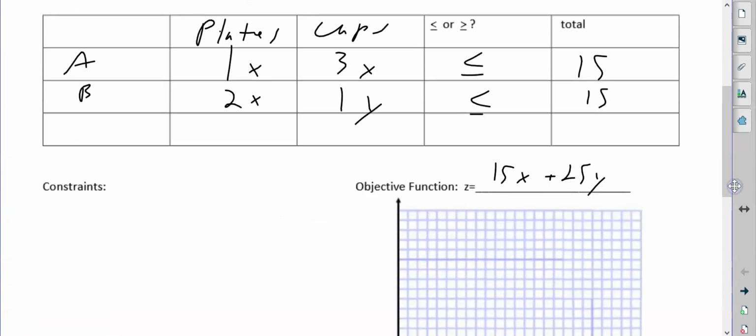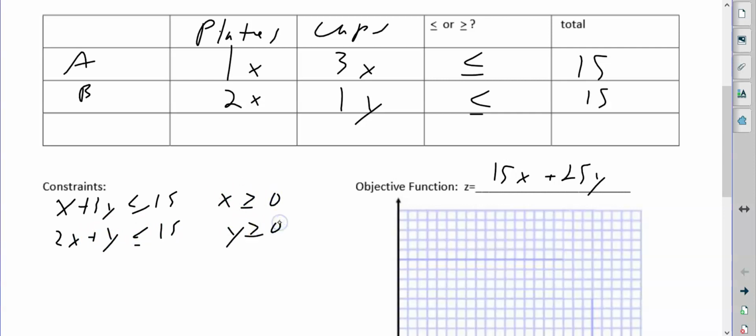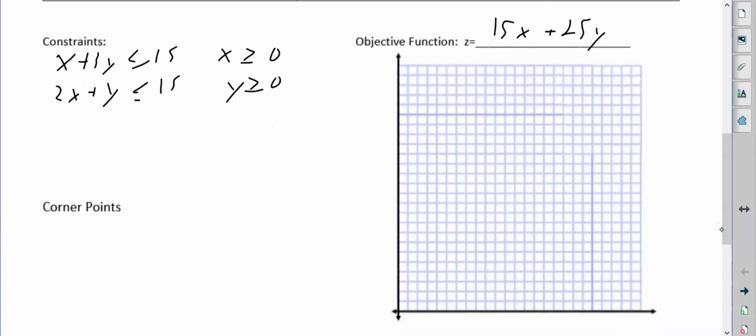So we have our constraints. 1x plus 3y less than or equal to 15. 2x plus y less than or equal to 15. And of course, these are standard, which we already have here, because we only have the first quadrant. So cover method, cover up the x, 15 divided by 3, y is 5. 1, 2, 3, 4, 5. Cover up the 3y, x is 15. 1, 2, 3, up to 15.